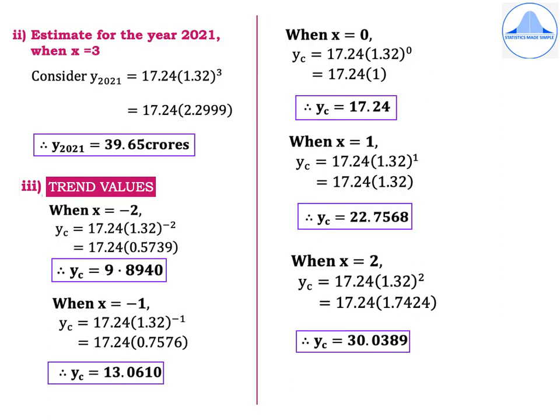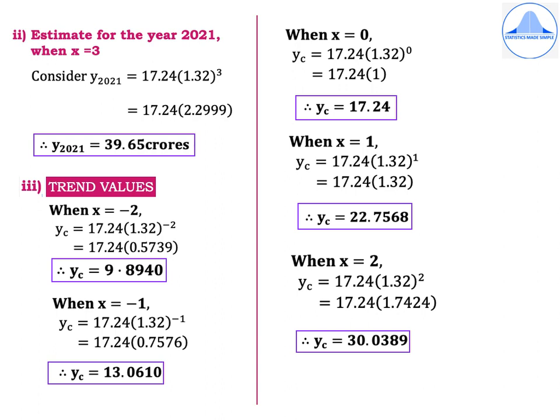In subdivision, the estimate for the year 2021 when x is equal to 3 will be, consider y 2021 is equal to 17.24 into 1.32 to the power 3, which is equal to 17.24 into 2.2999. Therefore, y 2021 is equal to 39.65 crores. Next is to find the trend values. The trend values are obtained by substituting different values for x in the fitted exponential trend equation.